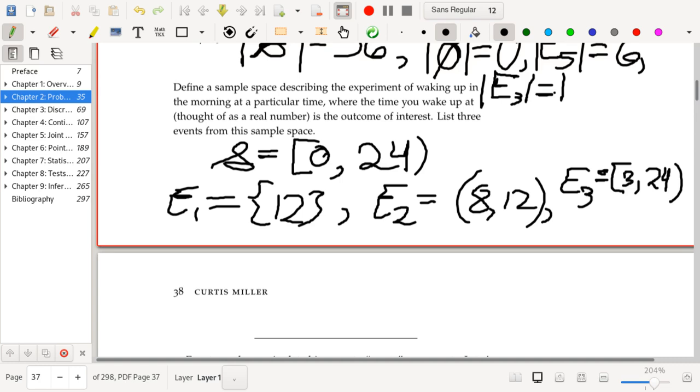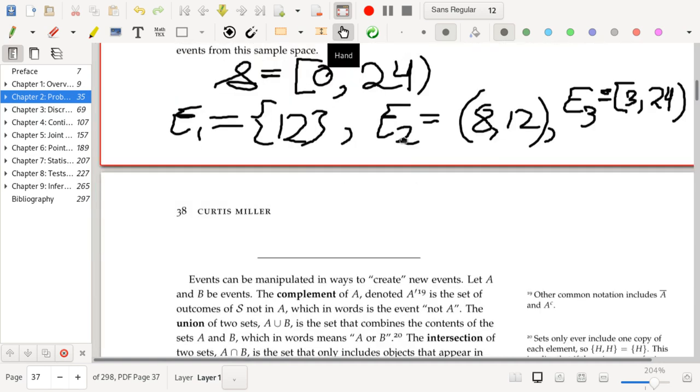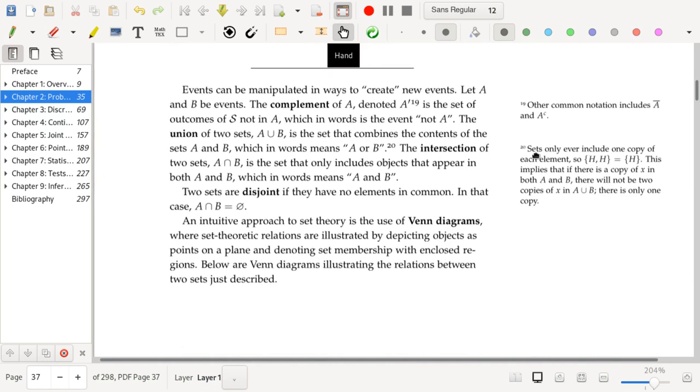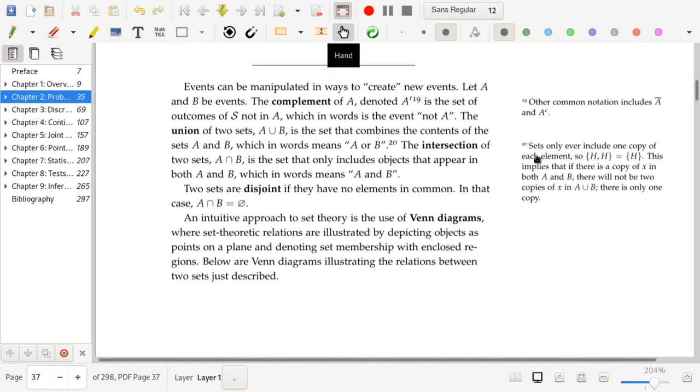All right, moving on. Events. Once we have some events, we can start manipulating these events in ways that create new events. So we can start giving some operations on our set theory. So, for example, let's just say that A and B are events. And events in this situation are also synonymous with sets. So anything you know about set theory, you can import here. When I'm talking about events, I'm really talking about sets. Those two terms in this class are used almost interchangeably.